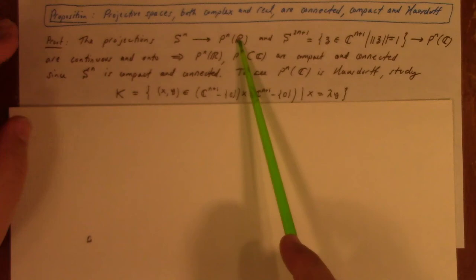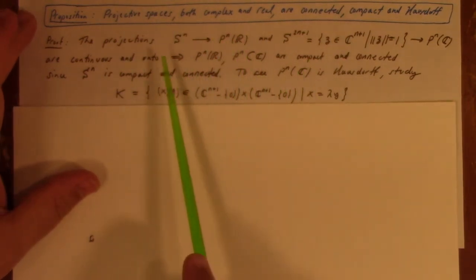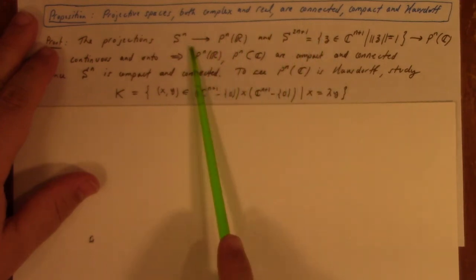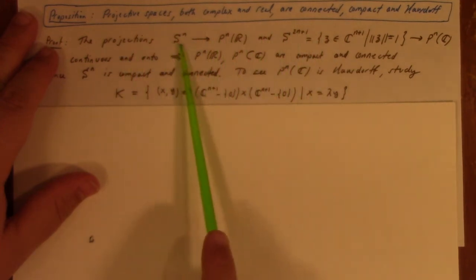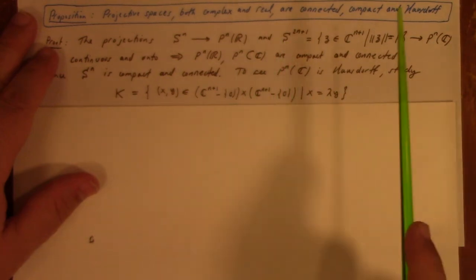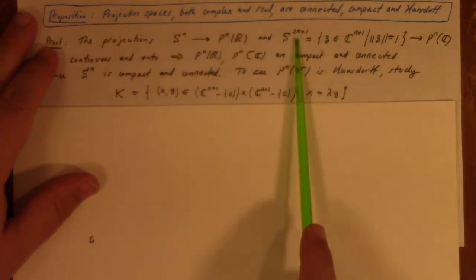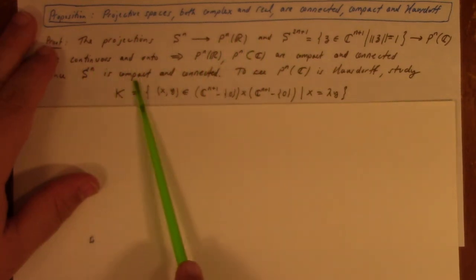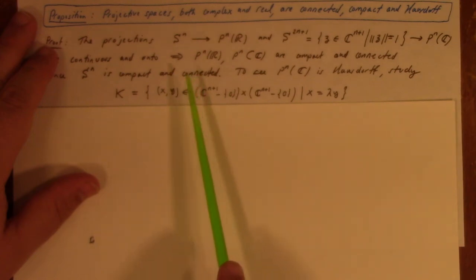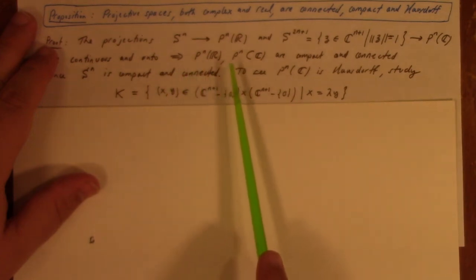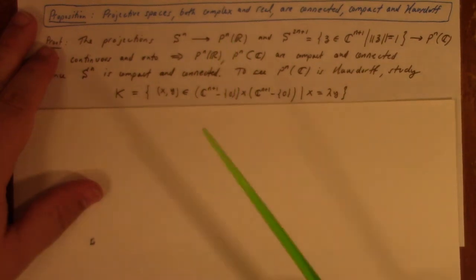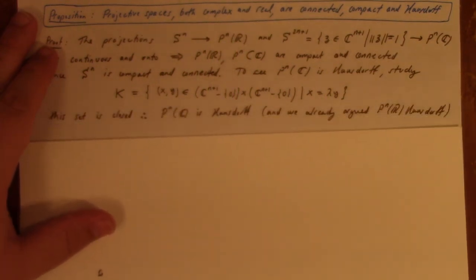Anyway, let me get to it here. So maybe I should say they're the restriction of the projections to these spheres, right? It depends on what I mean, I guess. But anyway, the point is that the n spheres are compact and connected. And if you've got a continuous image of a compact and connected set, it itself is compact and connected. So that proves that the projective n space is compact and connected. To see that it's Hausdorff, we already proved that real projective n space was Hausdorff.